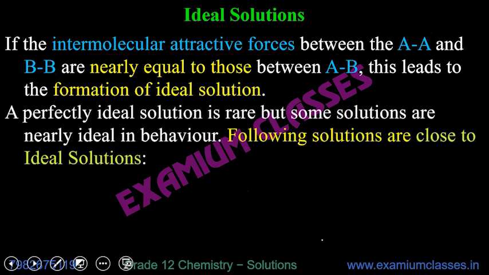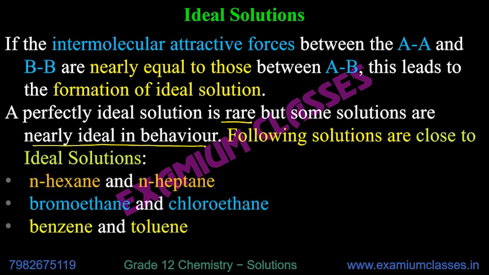A perfectly ideal solution is rare, but some solutions are nearly ideal in behavior. The examples are important. These examples are asked, so you need to memorize all of them. Examples of ideal, nearly ideal, solutions: n-hexane and n-heptane, which both form ideal solutions. Bromoethane and chloroethane. Then benzene and toluene. If these are mixed, they form almost ideal solutions.